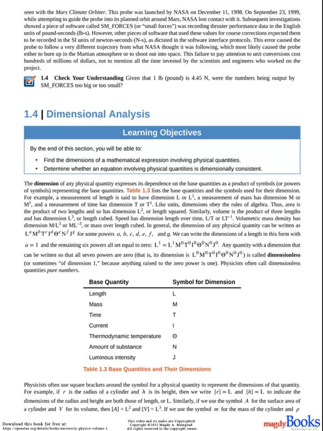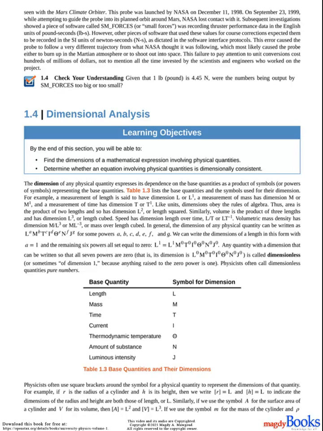In general, the dimension of any physical quantity can be written as L to the power of A, M to the power of B, T to the power of C, I to the power of D, theta to the power of E, N to the power of F, J to the power of G, for some powers A, B, C, D, E, F, and G. We can write the dimensions of a length in this form with A equals 1 and the remaining 6 powers all set equal to 0: L to the power of 1 equals L to the power of 1, M to the power of 0, T to the power of 0, I to the power of 0, theta to the power of 0, N to the power of 0, J to the power of 0.